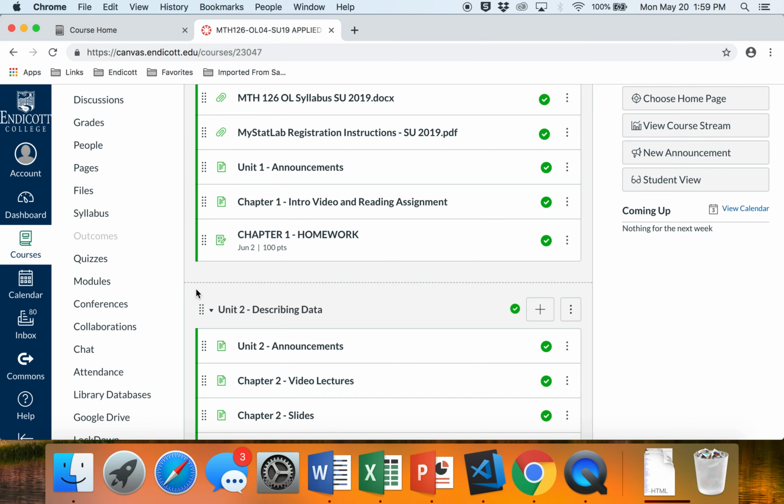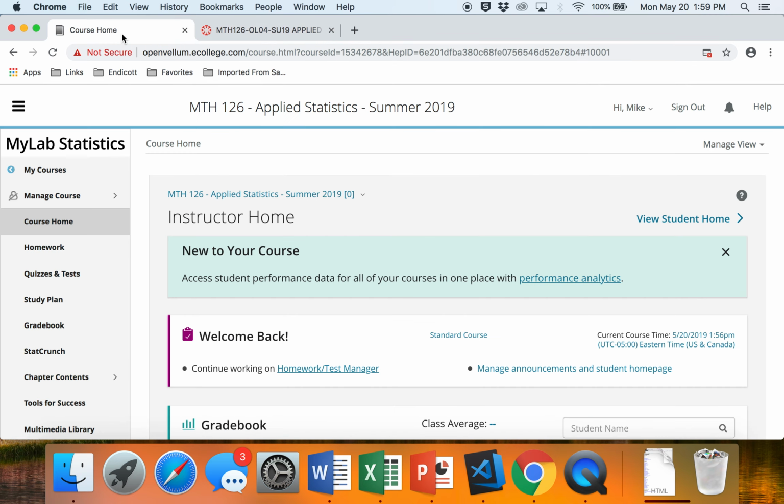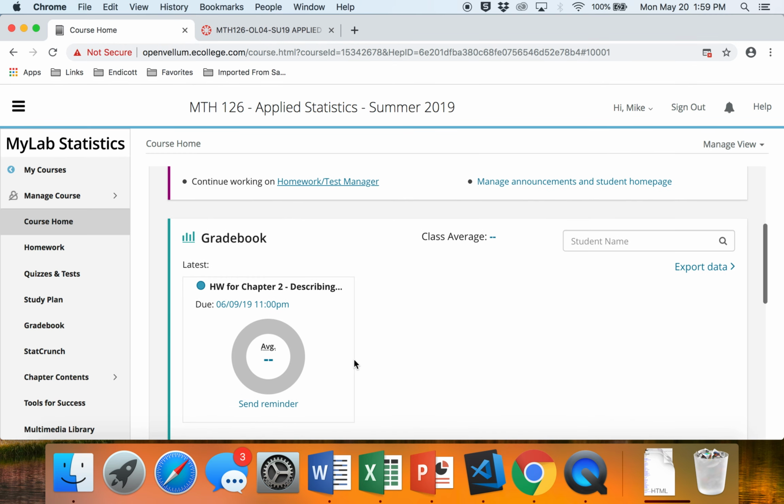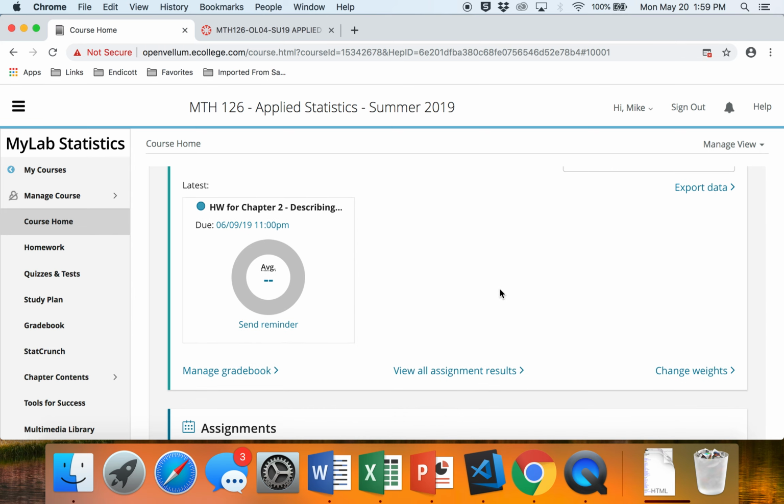And there is no submitting of the homework. Some people always ask, I didn't see a way for me to submit the homework to Canvas. You don't submit the homework to Canvas. You just complete it in MyStatLab like we were talking about, and I'll be able to see your grades.